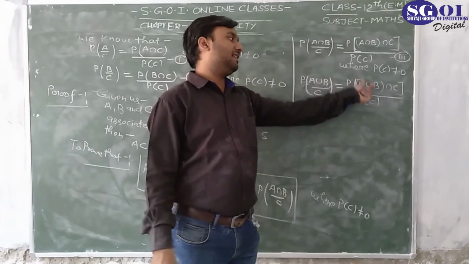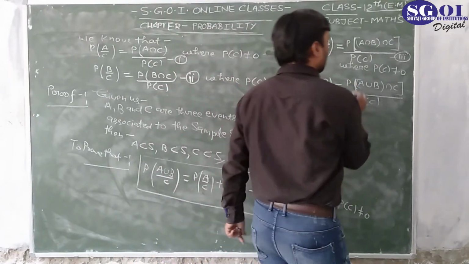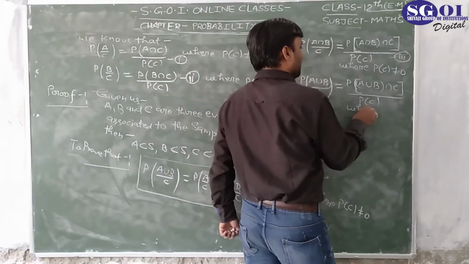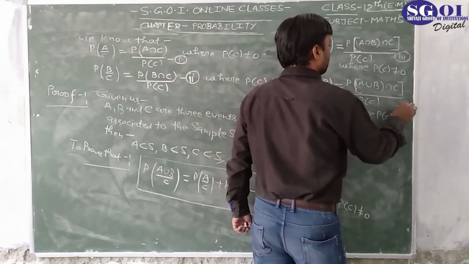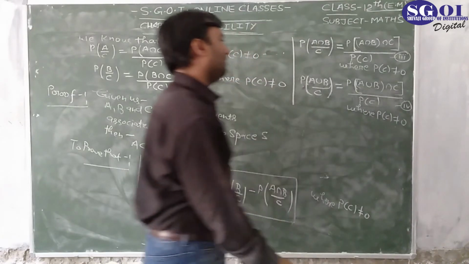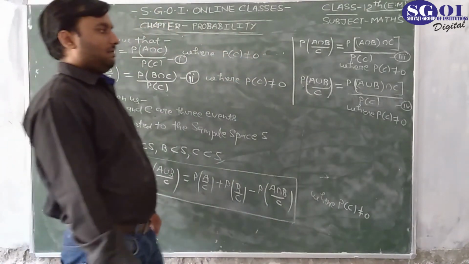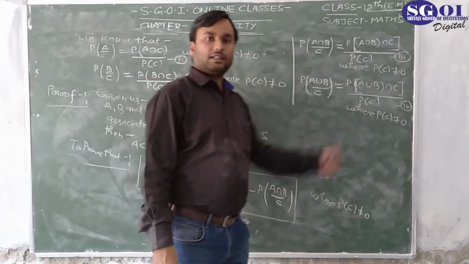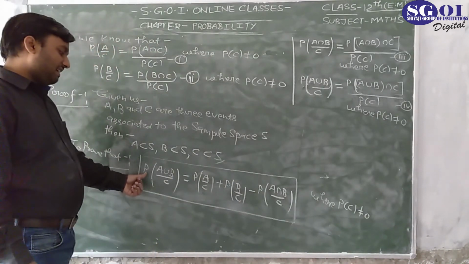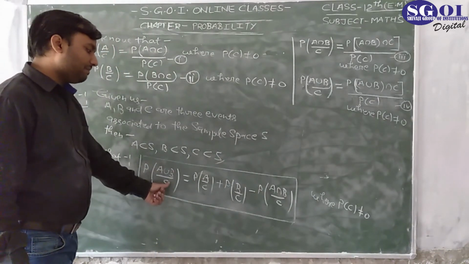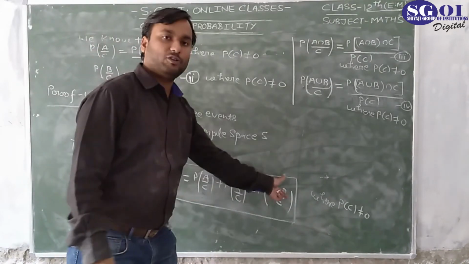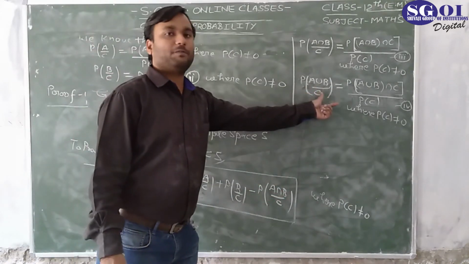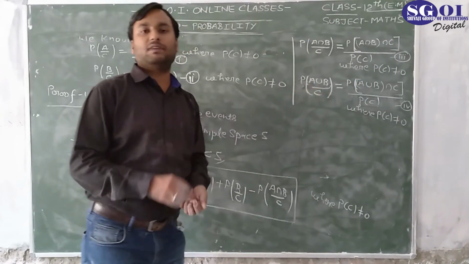So you will find this step where probability of C is not equal to 0. Equation number 4. Now I will solve equation number 4 and now I will solve probability A union B by C, and after solving it I will get this portion. So I will solve equation number 4.